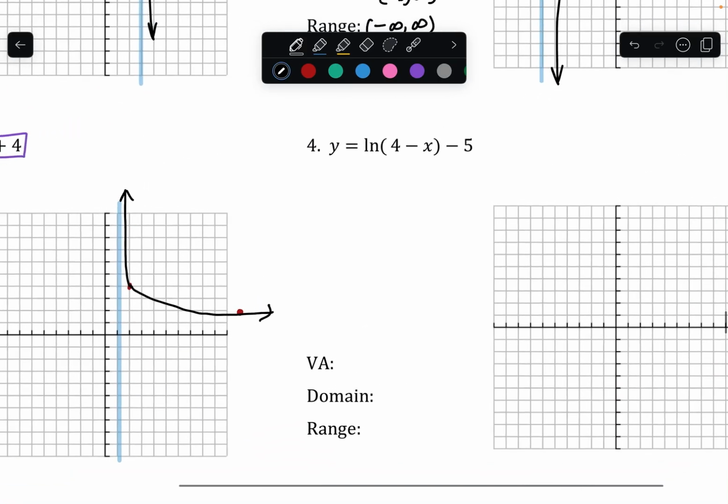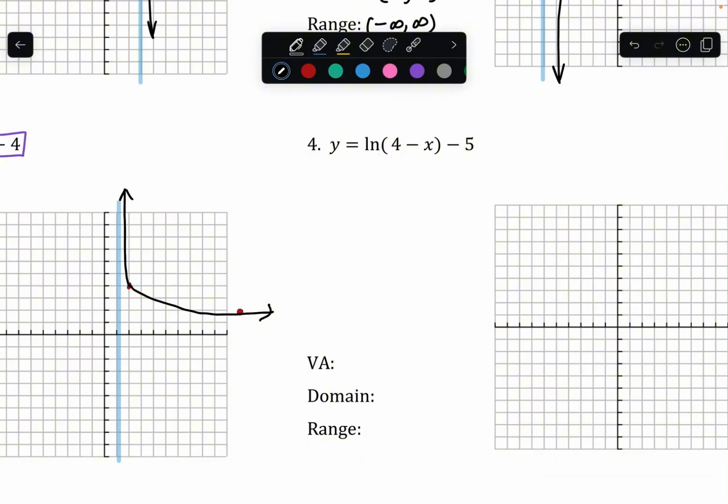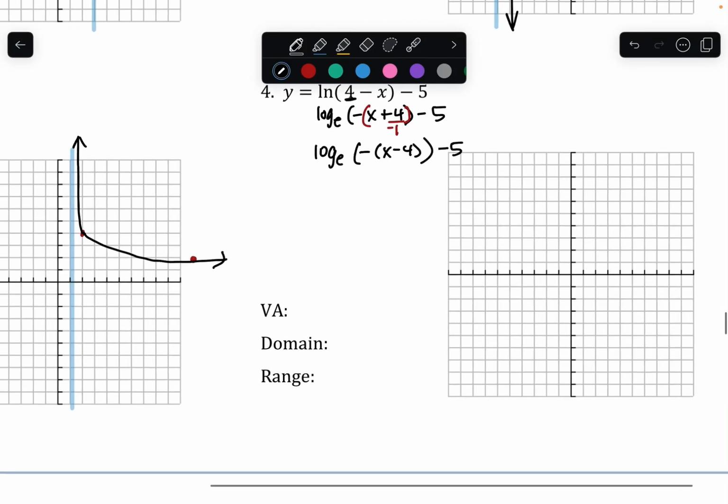Okay, this next one, there's a lot going on here. It says ln, which we know is log base e, and then our x should be written first, followed by our translation here, that +4, which also tells us we need to add our parentheses and divide by that -1. And so the better way to write this in order to graph it would be x -4 in those parentheses and then -5.